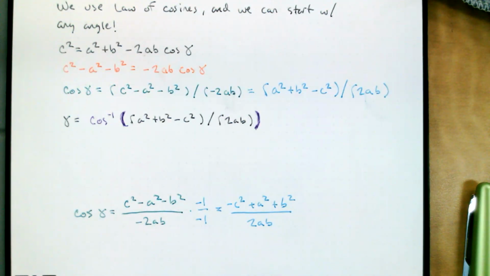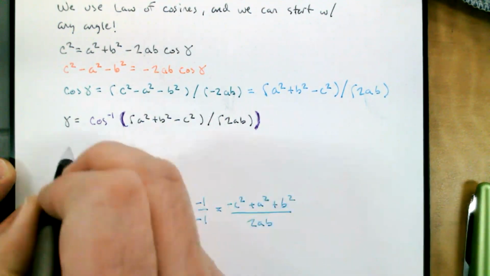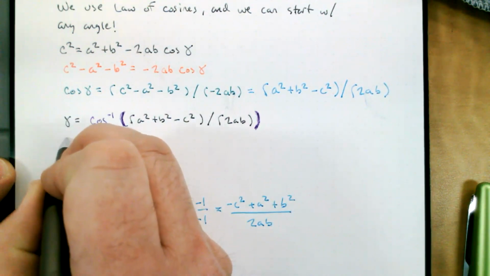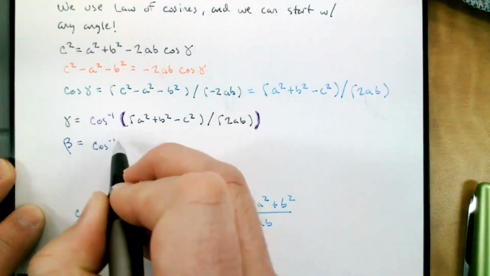Now, before we actually use this to calculate gamma, look at the pattern, think about the patterns that we have in the law of cosines and how we can easily adapt this to be the solution for beta or the solution for alpha. If we wanted to write the law of cosines solved for beta, I'd have a cosine inverse.